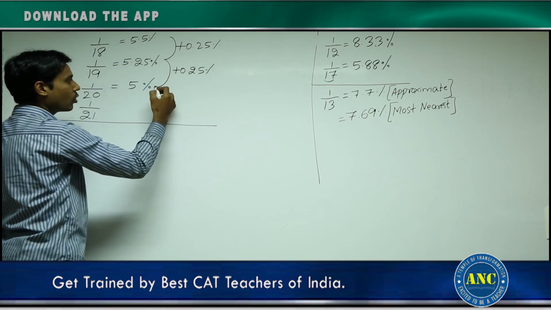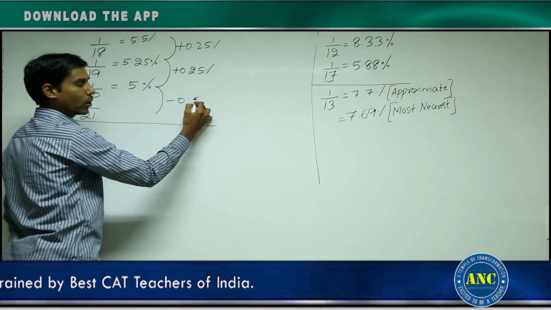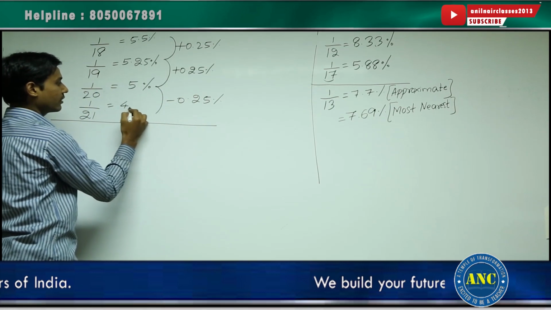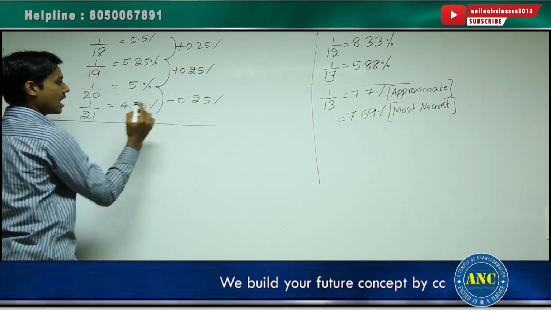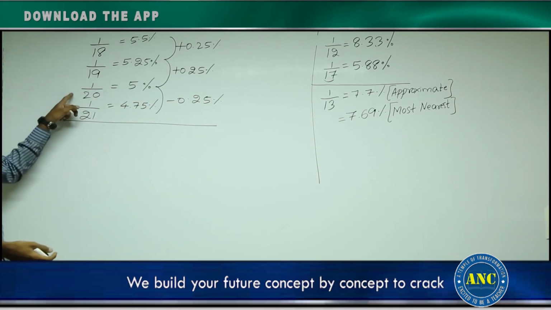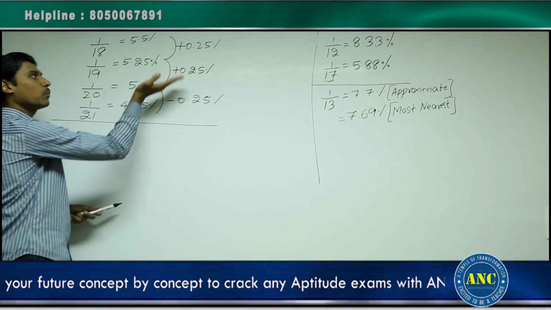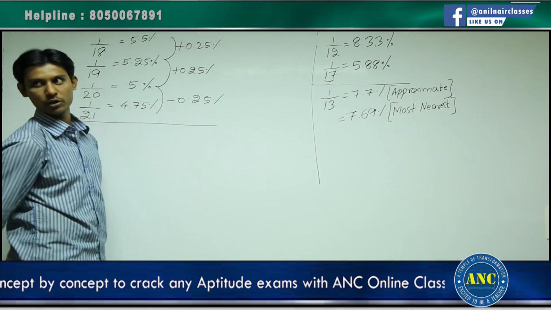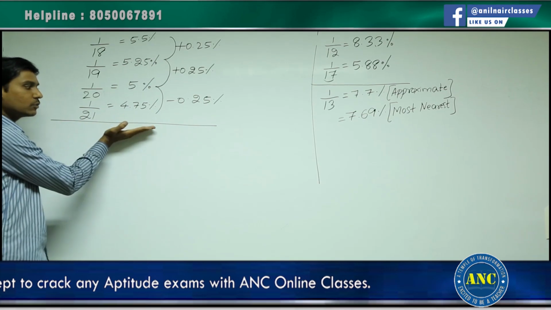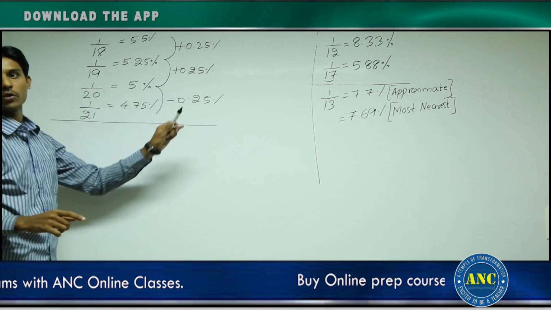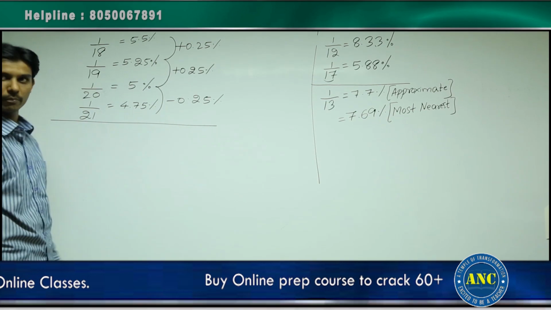The below one will go with a deviation of minus 0.25%. 5 minus 0.25 is 4.75%. Again I will repeat, 1 by 20 is easier to calculate, 1 by 20 is 5%. Above one is plus 0.25, below one is minus 0.25. This is valid only for this set of 4 numbers. 1 by 22 is not 4.75 minus 0.25. It is valid only for these 4 numbers.